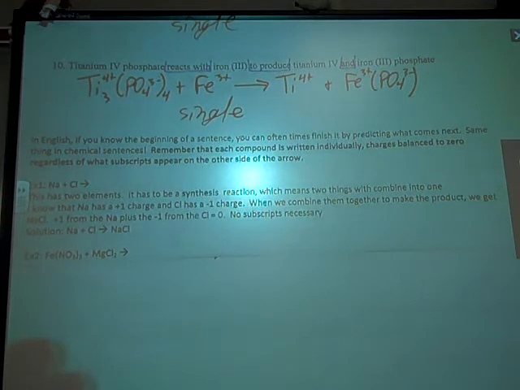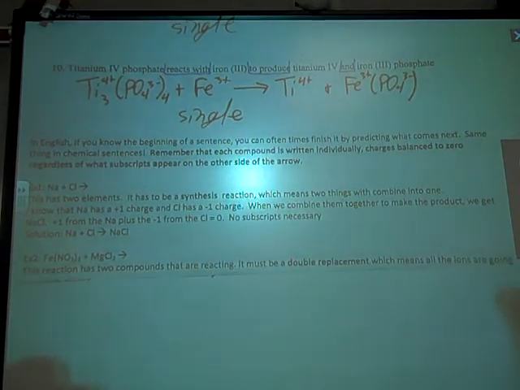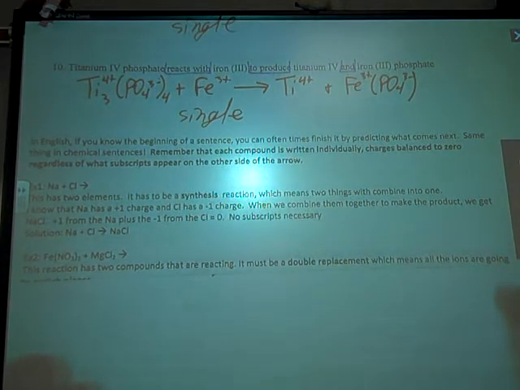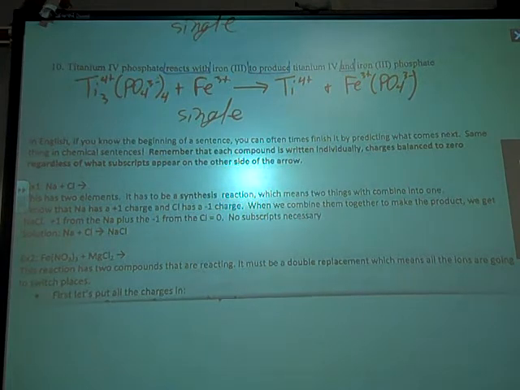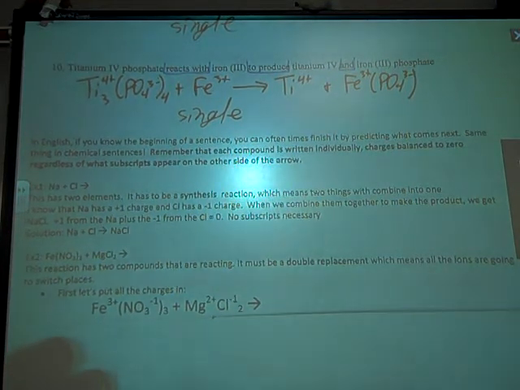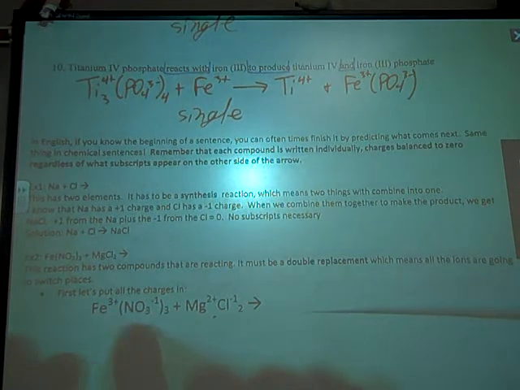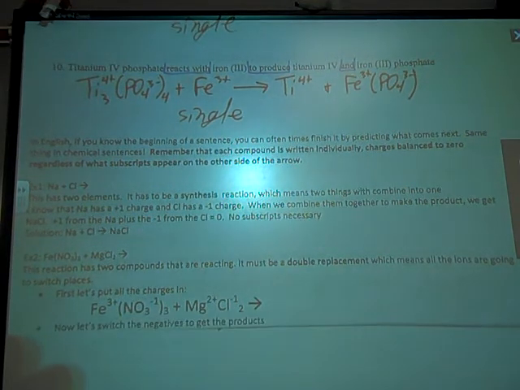I have iron 3 nitrate reacting with magnesium chloride. Since I have 2 compounds reacting, this must be a double replacement, which means all ions are going to switch places. The first thing that you need to do when solving double replacements, or single replacements for that matter, is to put all of the charges in. So, I know that nitrate is a -1. From that, I can figure out iron's charge of +3. Magnesium has a 2+ charge. Chloride is a -1.